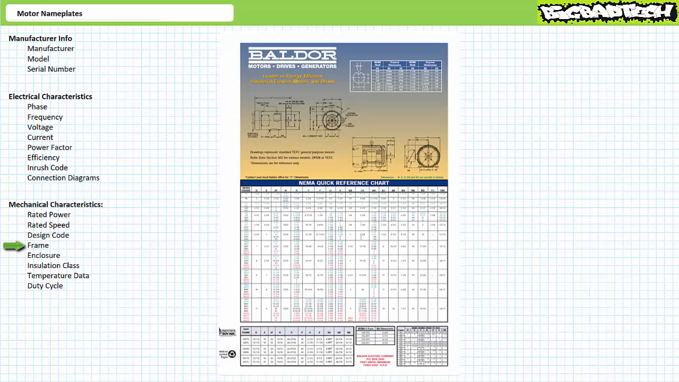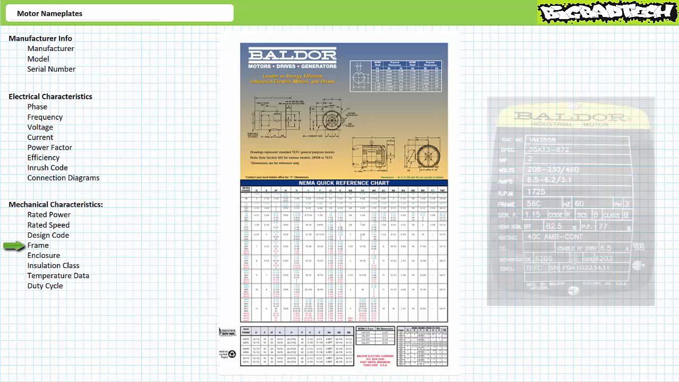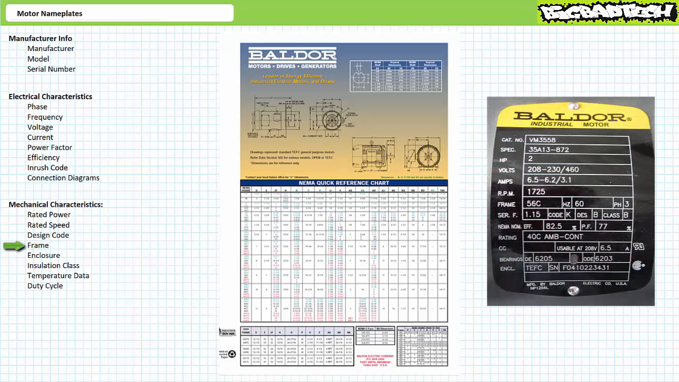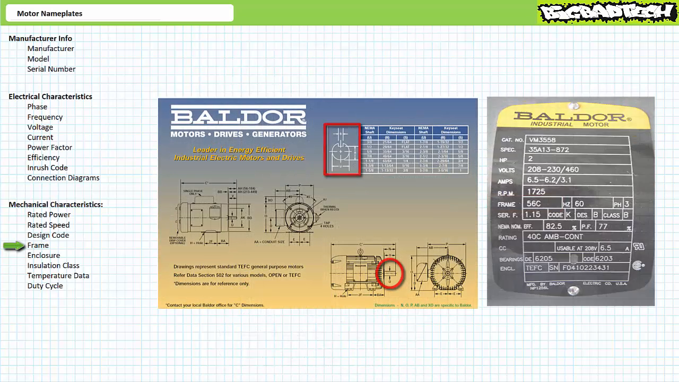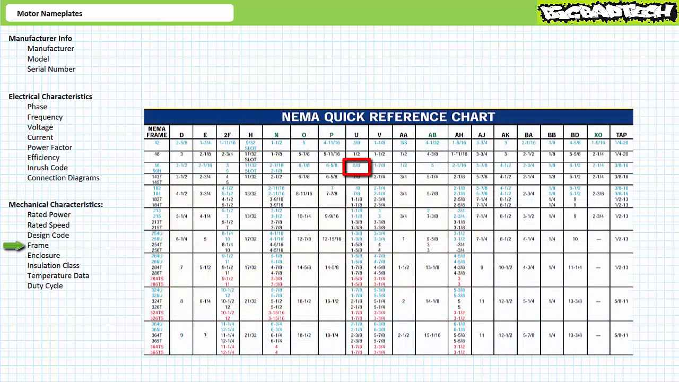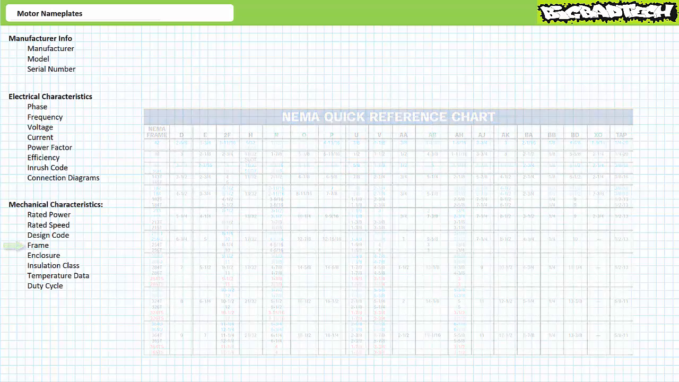There are NEMA and IEC frame charts available for cross-referencing these dimensions. For example, let's say we need to know the shaft diameter of this particular motor. The motor nameplate specifies a NEMA 56C frame. The diagram accompanying the NEMA motor chart identifies the shaft diameter as property U. It looks like a frame 56 motor has a shaft diameter of 5/8 of an inch.